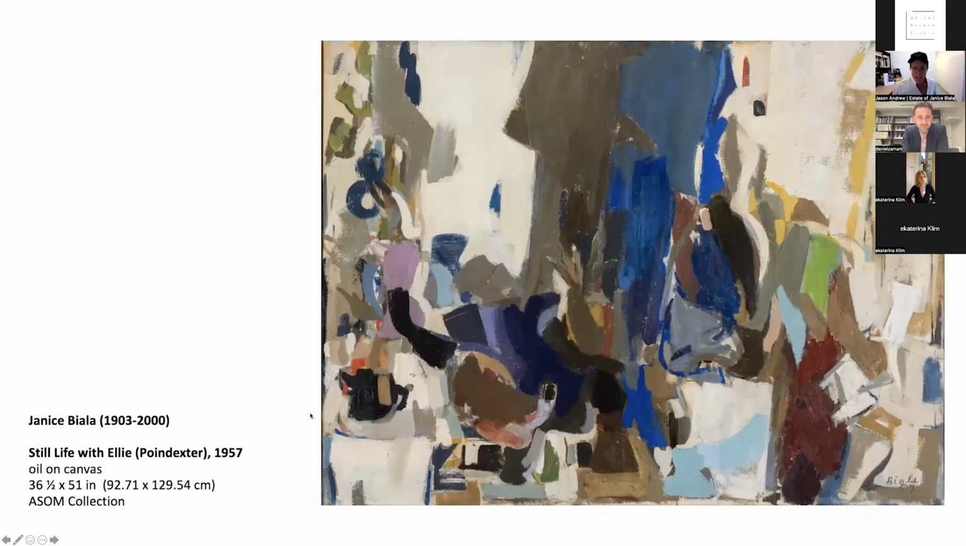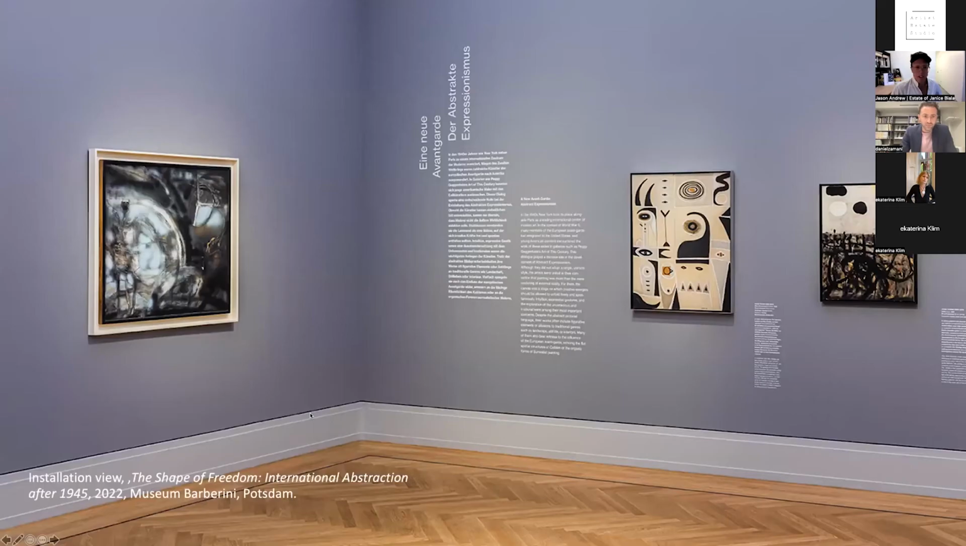And this is a great segue into our discussion with Ekaterina. This is Still Life with Ellie Poindexter. Ellie Poindexter was a dealer in New York. This is 1957, and this is from the ASOM collection.